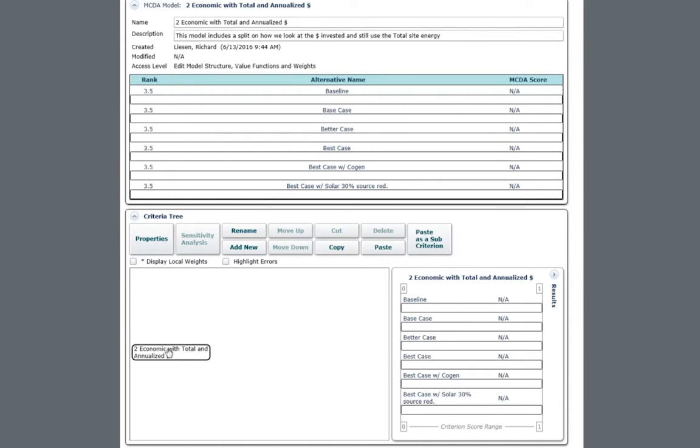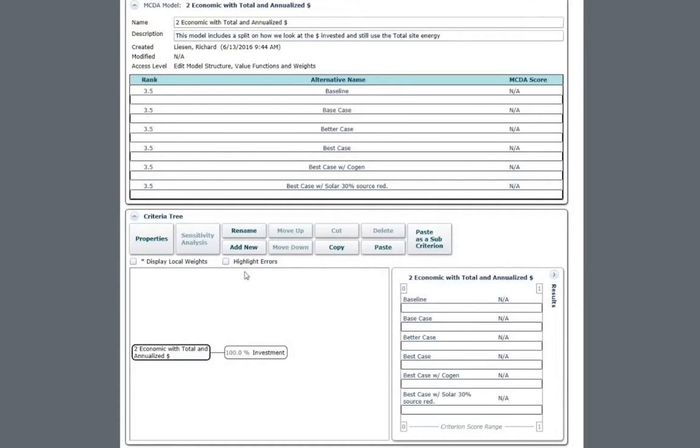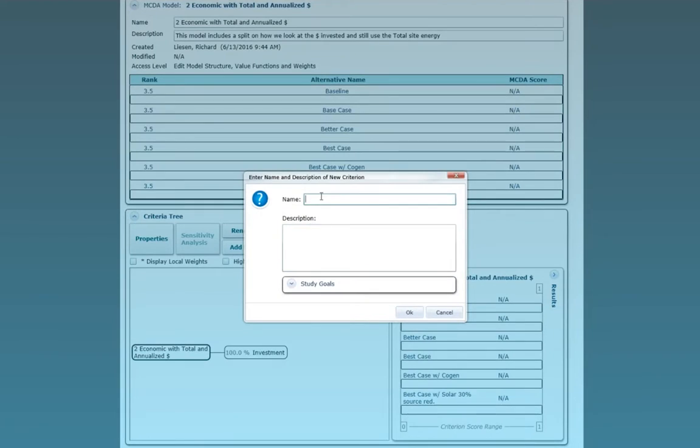So this one, what I like to do is build the tree first and then define the metrics. So the first part of that tree is the investment. Investment. I want to spell it right. And then this is selected, so I want to hit Add New. And this is going to be our total site energy again.